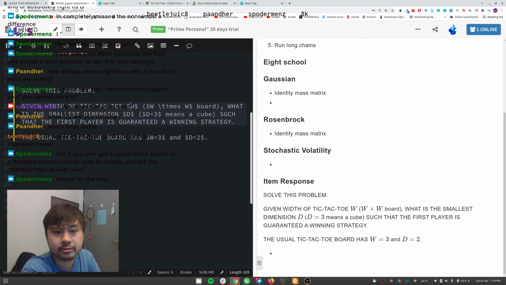Which OS are you running? I'm running Ubuntu, a Linux distro. Nothing too special. I tried a few. I tried Pop OS. I tried Solus. And this is just Ubuntu.